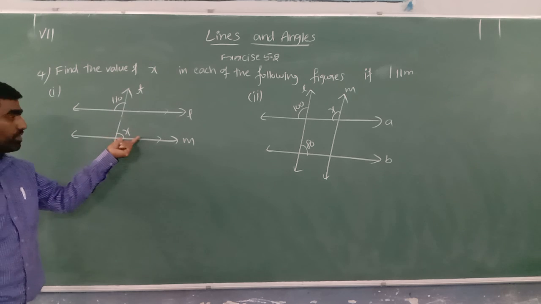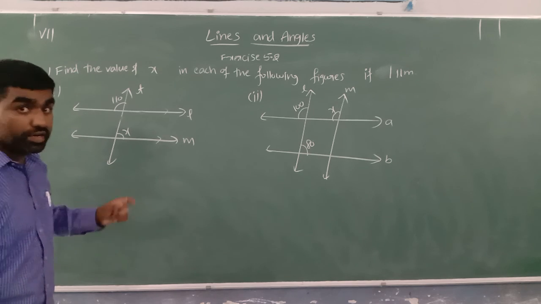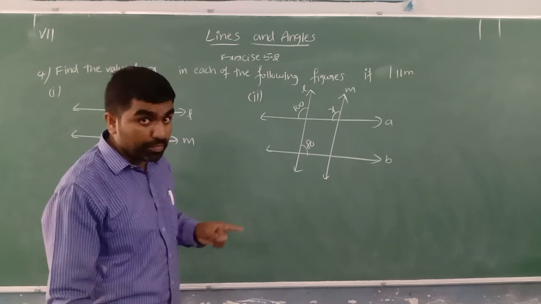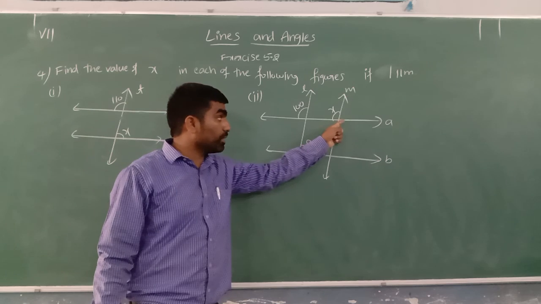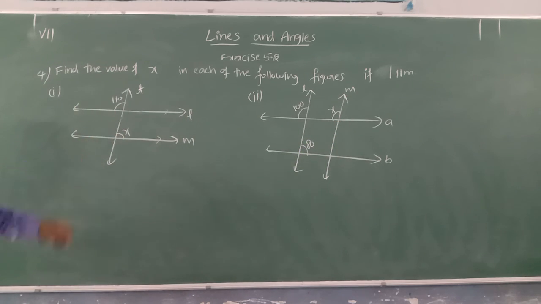They are asking to find the value of x. We have the properties: corresponding angles are equal, alternate angles are equal, vertically opposite angles are equal, and interior same side angles are supplementary. Based on these properties, we will try to find the value of x.